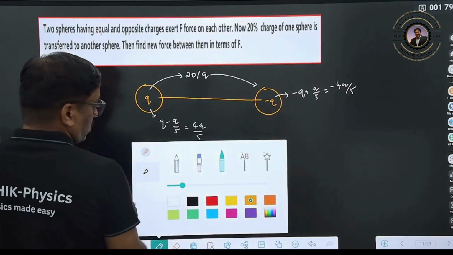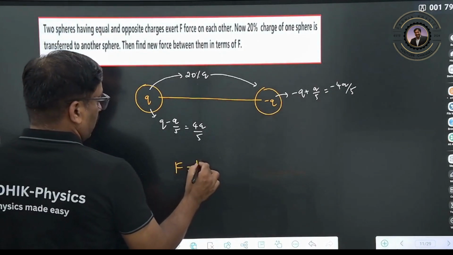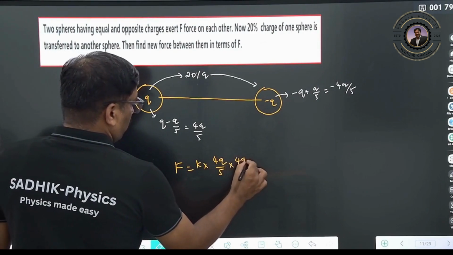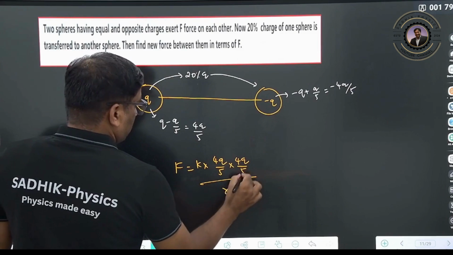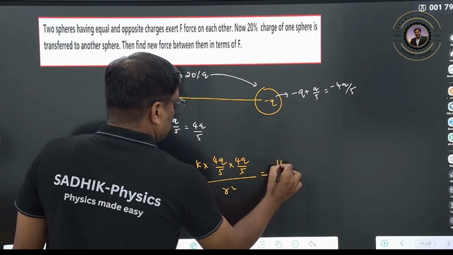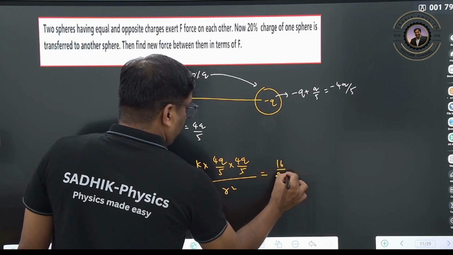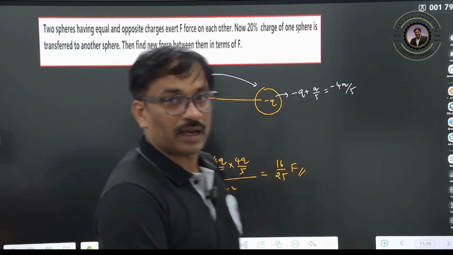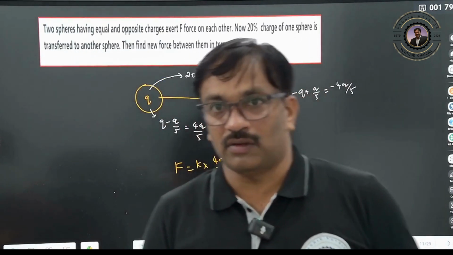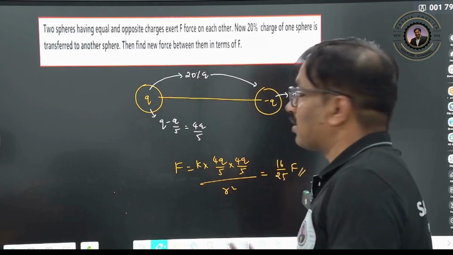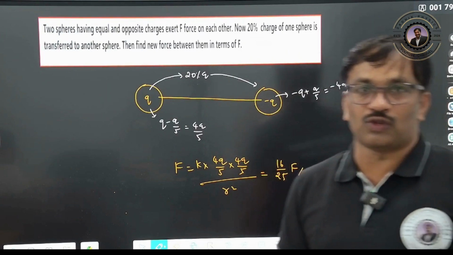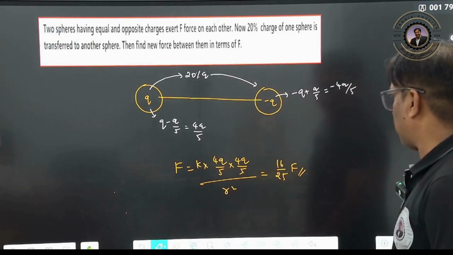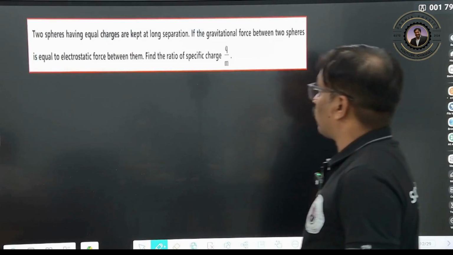Now what will be the new force? K into 4q by 5 into 4q by 5 by r square. Clear? So 16 by 25 kq square by r square. So it will be f. Even the sign changes, so definitely the answer is also going to change. That's why you should be very careful with the sign of the charges. Clear? Now let us go for this one.